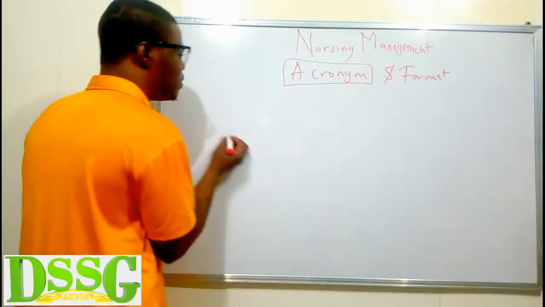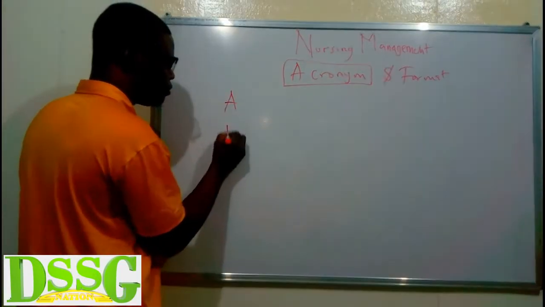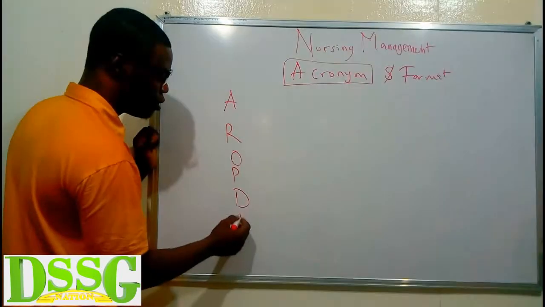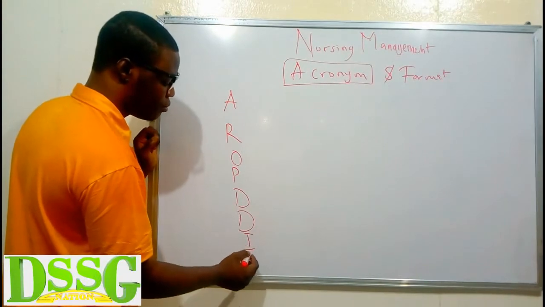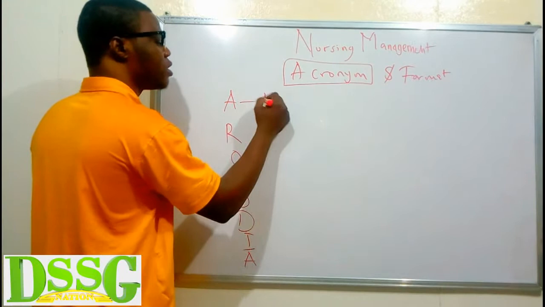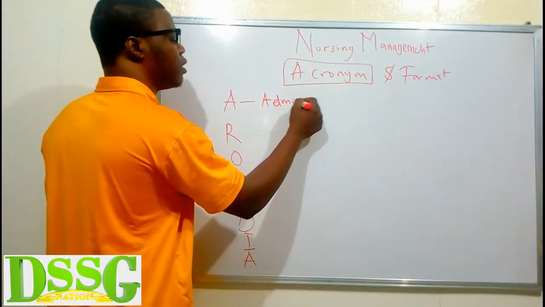So my own acronym is A, R, O, P, D, I, A. And that is it. Now, this A means admission.